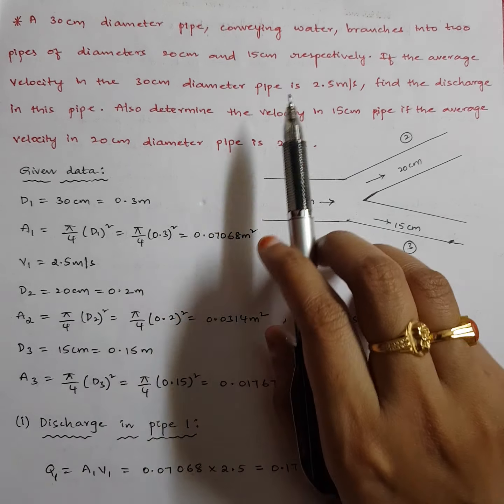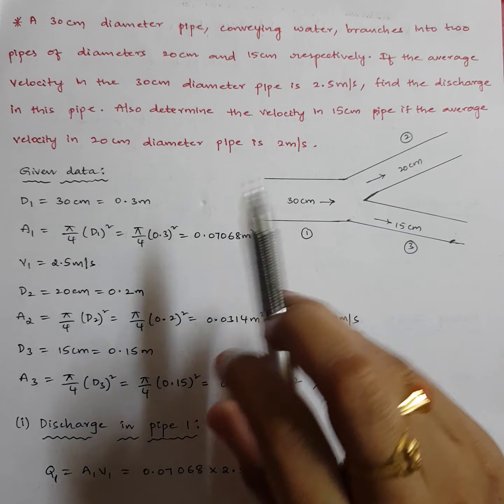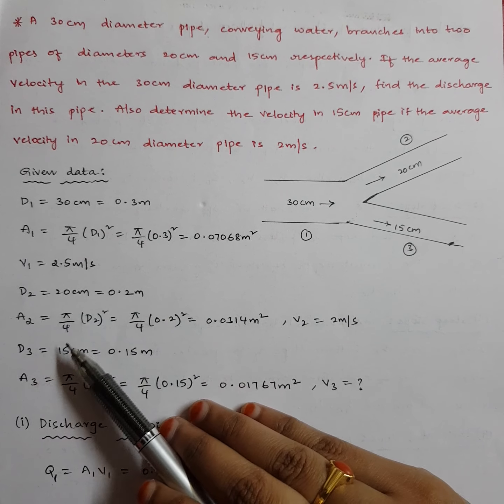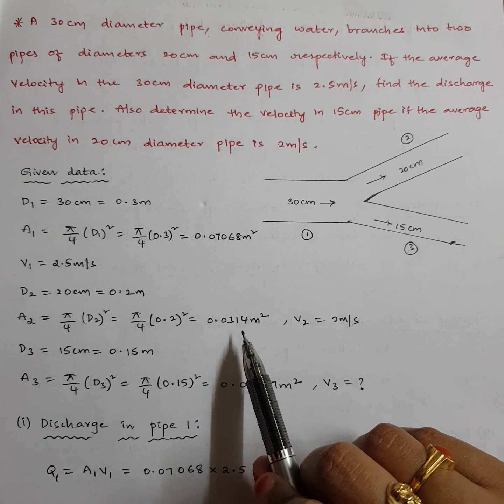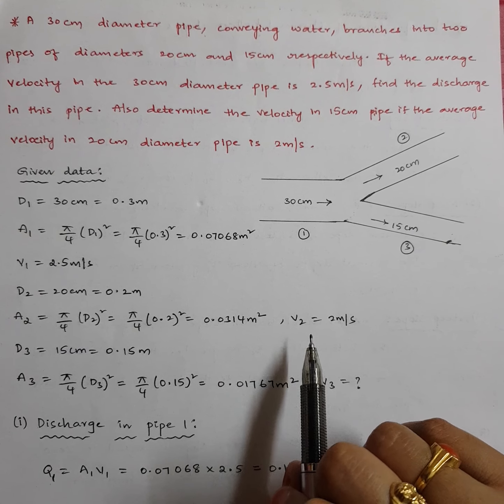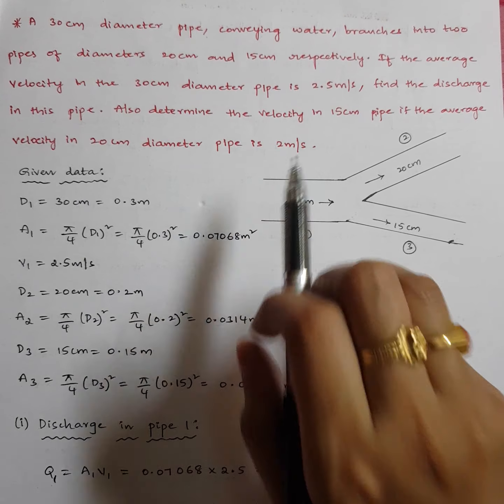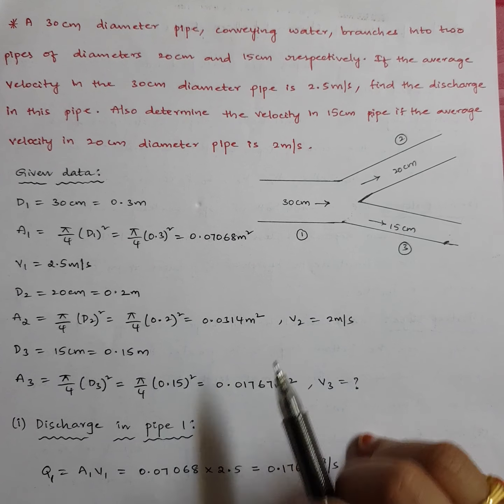Next, what is the first branched pipe? 20 centimeter dia, which is 0.2 meters. So A2 will be pi by 4 of 0.2 square, which is 0.0314 meter square. What is the velocity in the 20 centimeter dia pipe given here? It is there, 2 meter per second. So v2 is 2 meter per second.